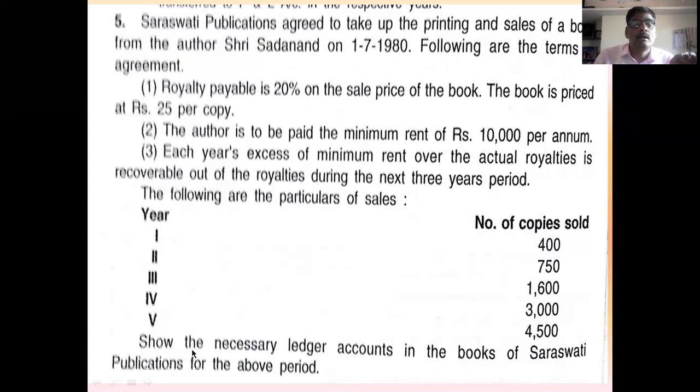Okay. And show the necessary accounts in the books of Saraswati Publications. Saraswati Publications is the lessee. In the lessee's books, you have to prepare the accounts. One is the royalty account. Second is the lessor account; lessor means author, and author means Sadanand, so the Sadanand account. Third is the short working account. Simple. Okay, let's see the table.